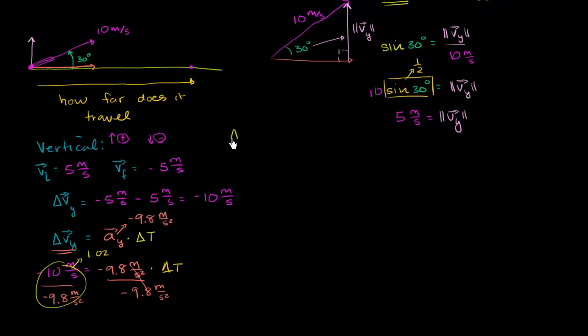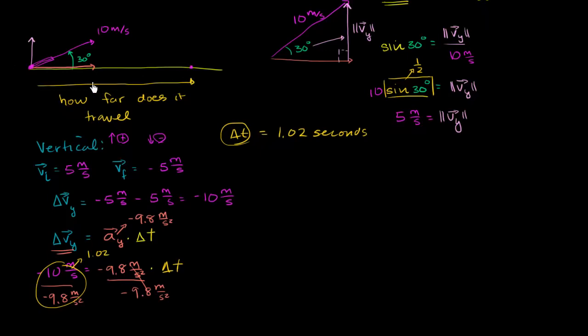So our change in time, our delta t, well, I'm using lowercase now, is equal to 1.02 seconds. Now, how do we use this information to figure out how far this thing travels? Well, if we assume that it maintains its horizontal component of its velocity the whole time, we can just multiply that times our change in time, and we'll get the total displacement in the horizontal direction.